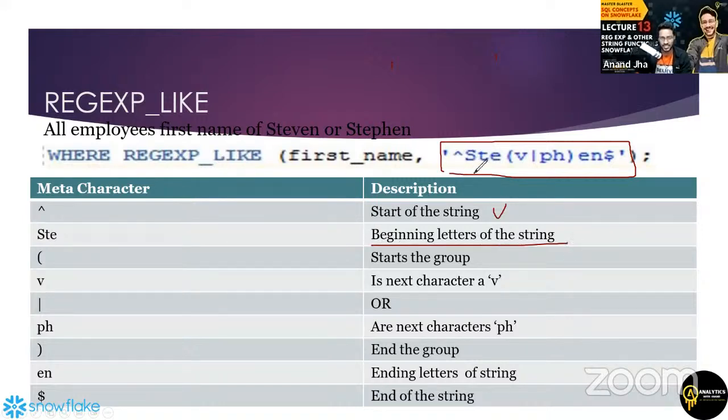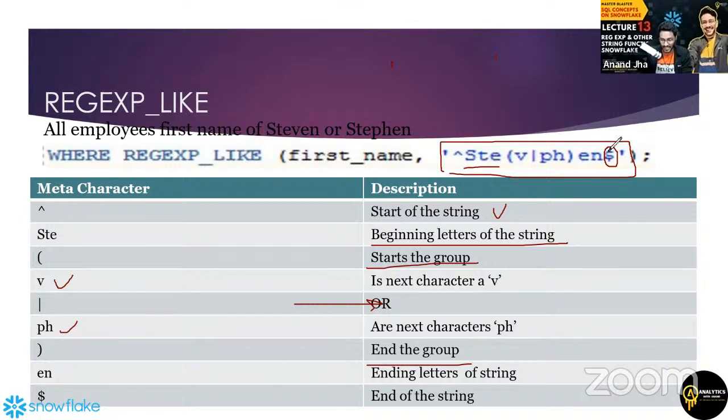Beginning letter of the string is S-T-E. Start of the group, always your angle bracket, your normal bracket on your keyboard, denotes the group. I'm grouping it, whether it can be V or PH. V or PH, this is the logical OR, right? Next character is V or next character PH, end of the group. Entire thing, I'm grouping it. Ending letters of the string, end of the string. Make sure you give this dollar sign. If you don't give this dollar sign, things will go haywire.